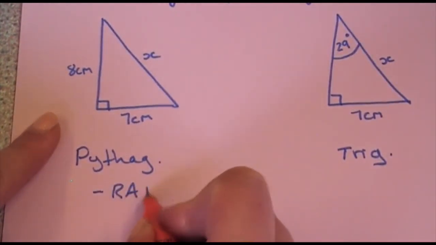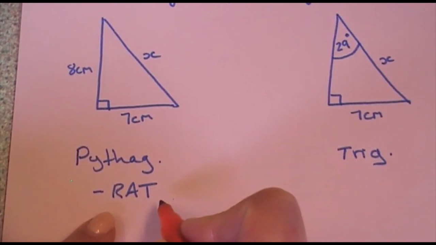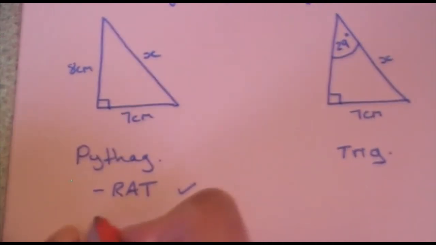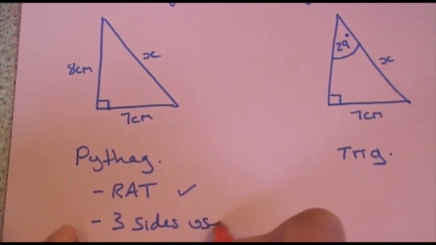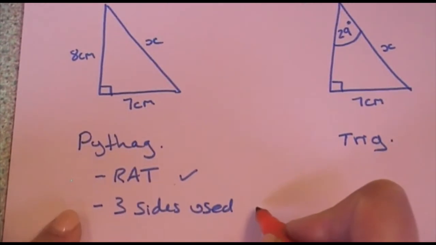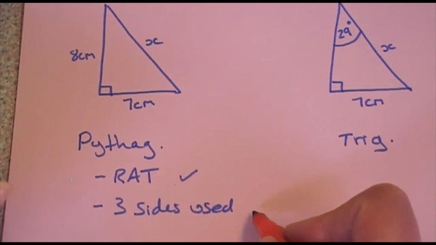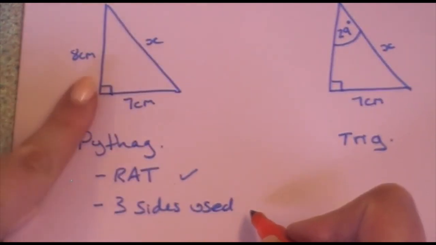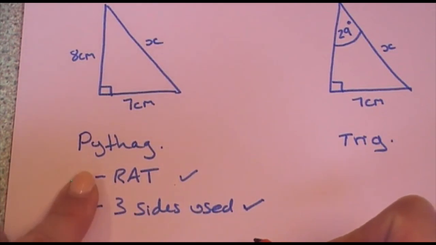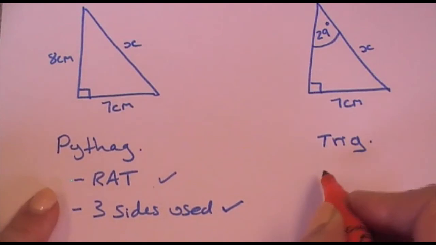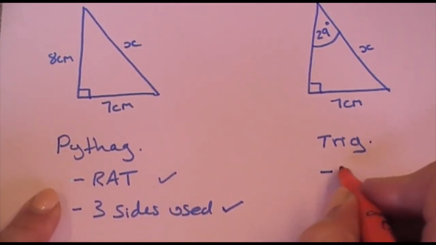need to ask yourself, is it a right angle triangle? Yes. Does it have 3 sides being used? And in this case, used means you're either given it or you're asked to find it. And yes, this one does. So that tells me I can use Pythagoras. If I don't have 3 sides used, then I need to consider my checklist for trig.